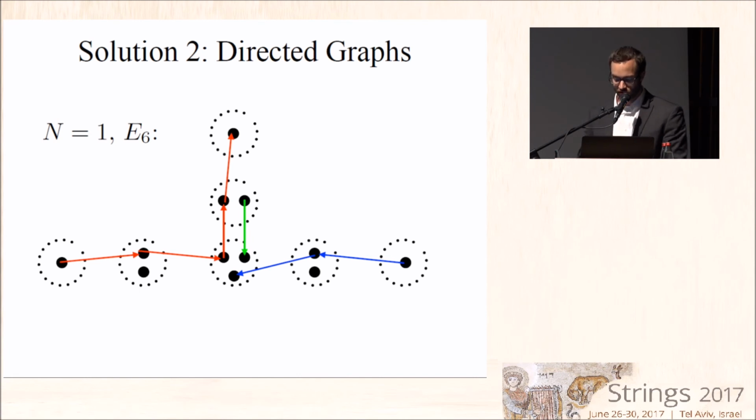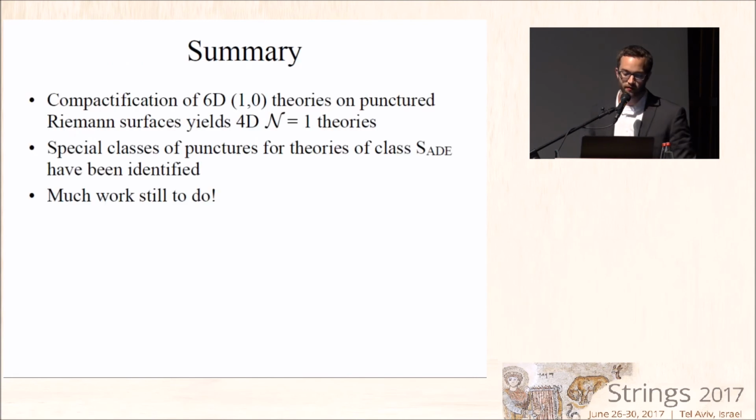Time constraints prevent me from saying anything more, so let me summarize. We've seen that compactification of 6D (1,0) theories on punctured Riemann surfaces yields these class SADE theories. We've identified special classes of punctures for these theories, but there's much work still to be done, both in terms of a complete classification of punctures, as well as understanding these theories in more detail. Thank you.